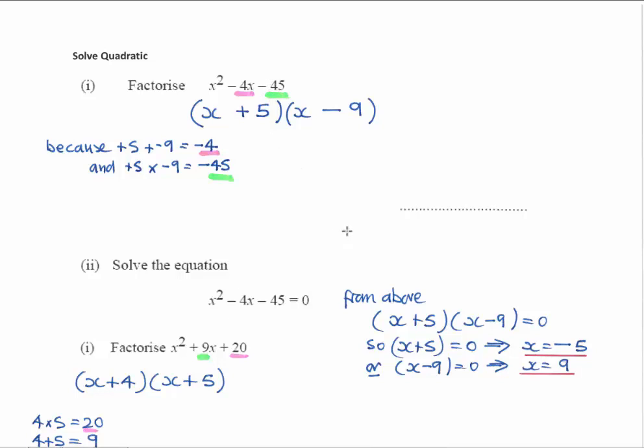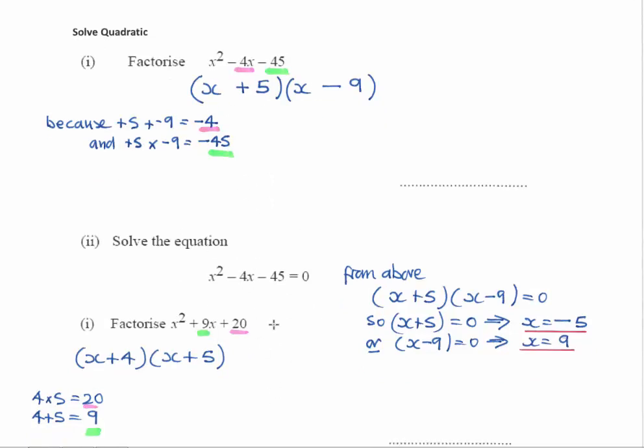So, a little bit of guesswork, but here's the answer. Minus 9 and 5. Why? Because minus 9 times 5 makes minus 45, and minus 9 add 5 makes minus 4. And that's what you need to have. So that's what it is factorized.